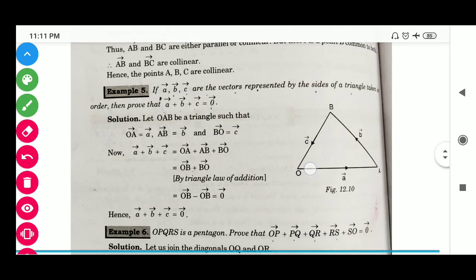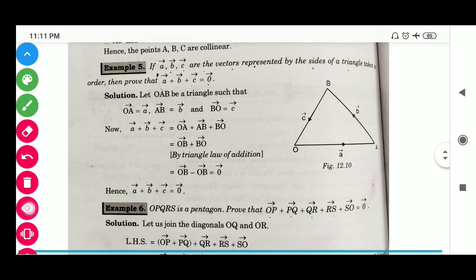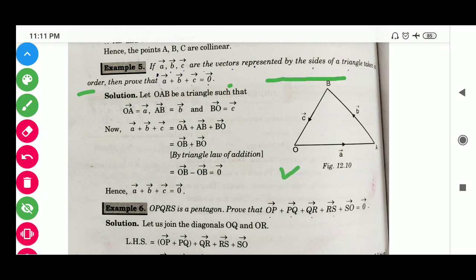So here we have the next question. If a, b, c vectors are the vectors represented by the sides of a triangle taken in order, then we have to prove that the addition of these vectors is 0. So let's start. Let OAB be a triangle such that OA is a vector, AB is b vector and BO is c vector. You can observe the directions here.